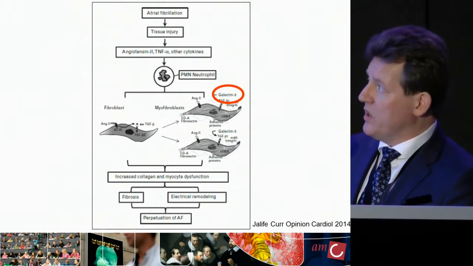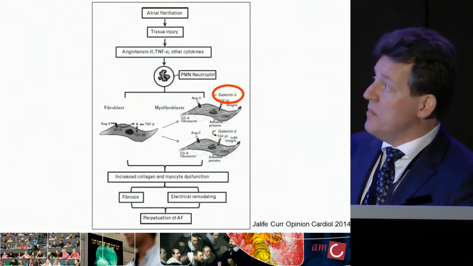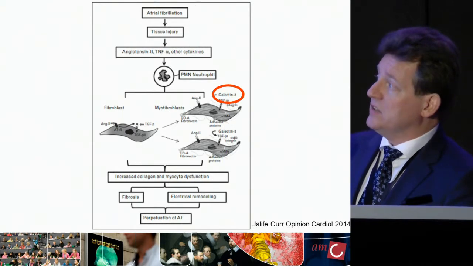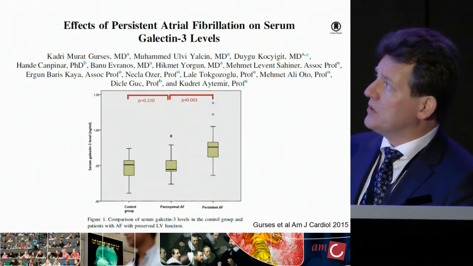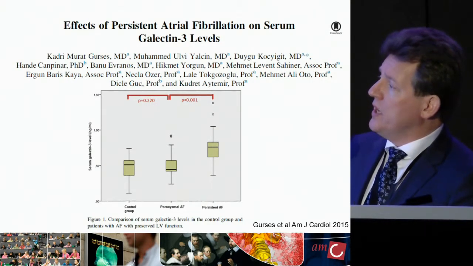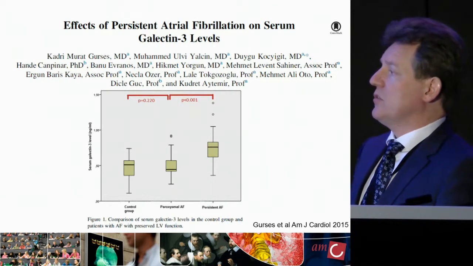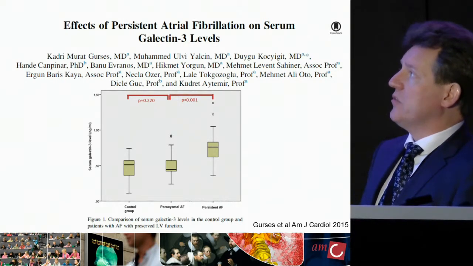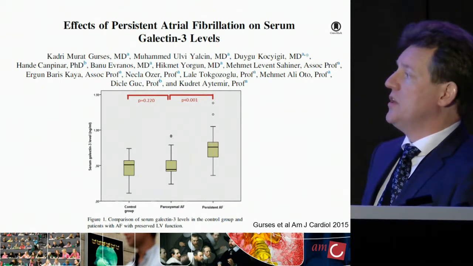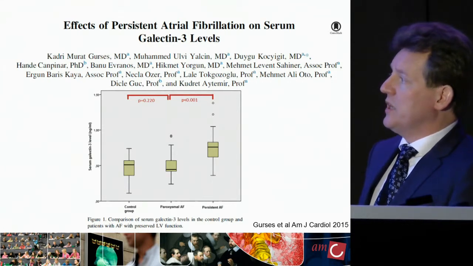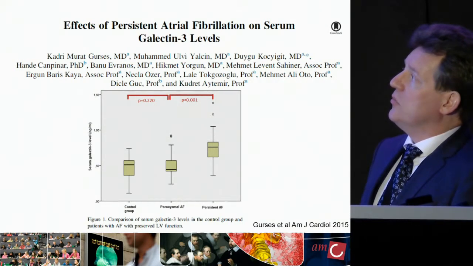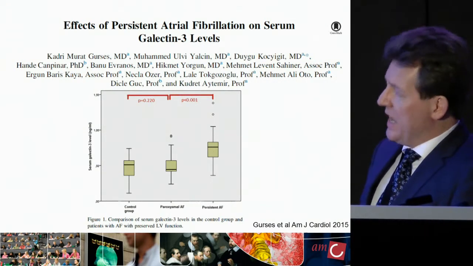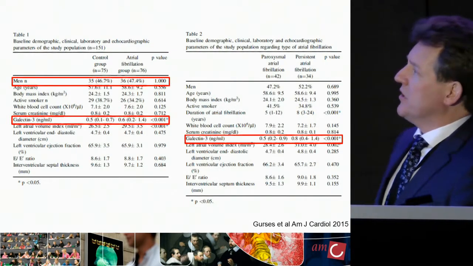But here we have something that we can measure in blood. So maybe the amount of galectin is a clinical measure of atrial remodeling. And there are several papers, two from a Turkish group, that actually do show that. This is a group of patients in which serum galectin-3 was measured in control patients, patients with paroxysmal AF, and patients with persistent AF, and it shows clearly that the amount of galectin is higher in the group with persistent AF.